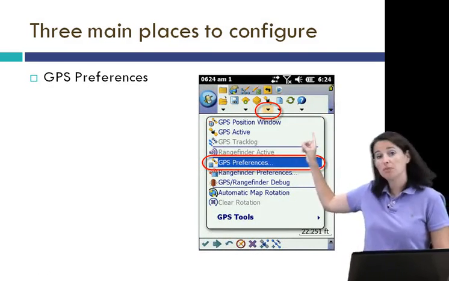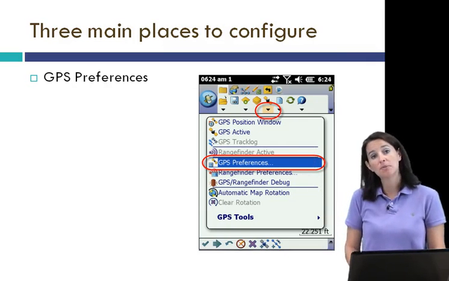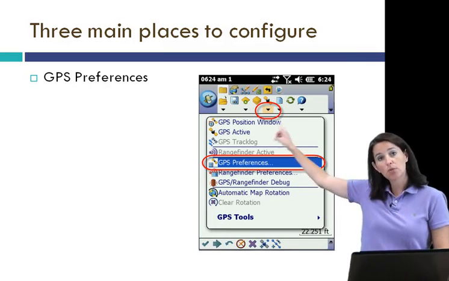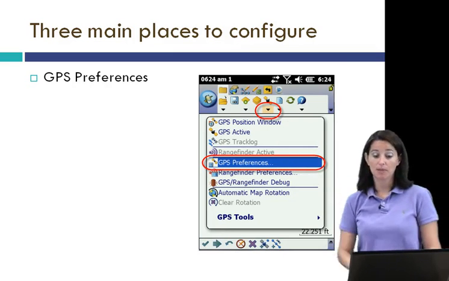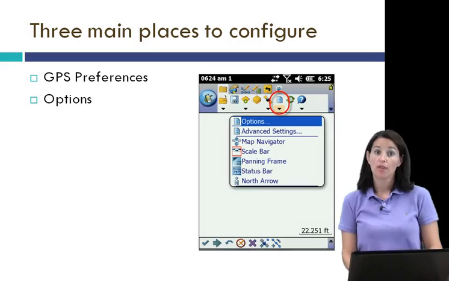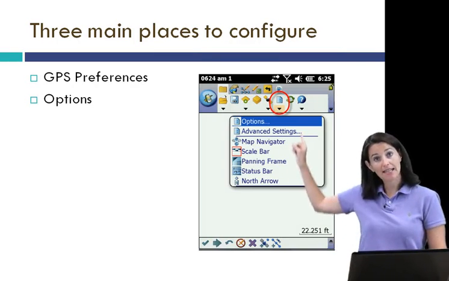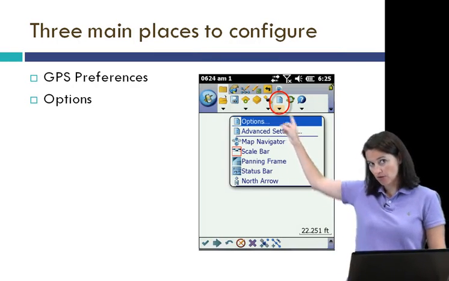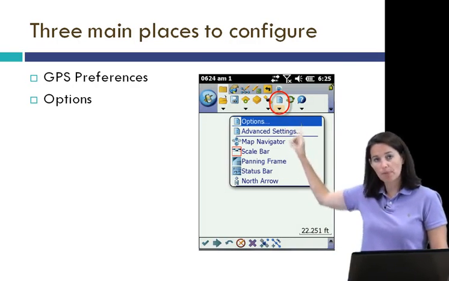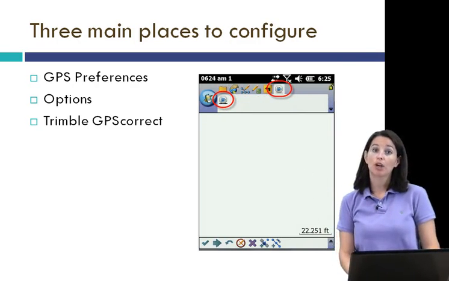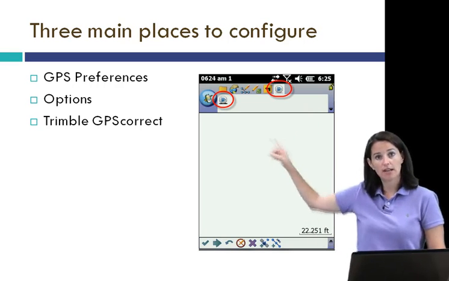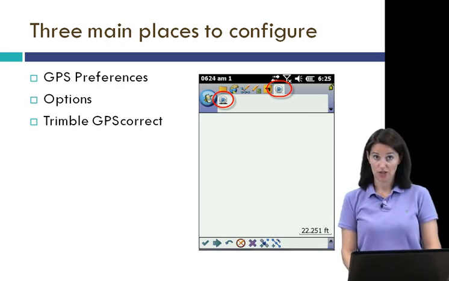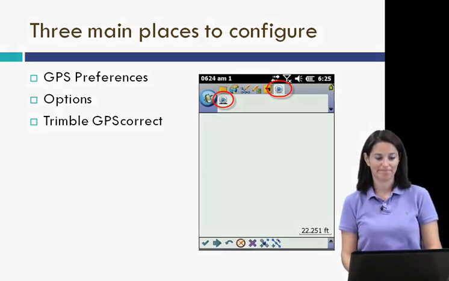The first one is going to be GPS preferences. The way that you get to GPS preferences is on the main toolbar. You tap the drop down underneath the satellite icon and then you go to GPS preferences. We're then going to go to the options. You can tap the piece of paper icon if you like, or tap the drop down and go to options. And then we're going to go to Trimble GPS Correct, and it's the Trimble icon on the toolbar.